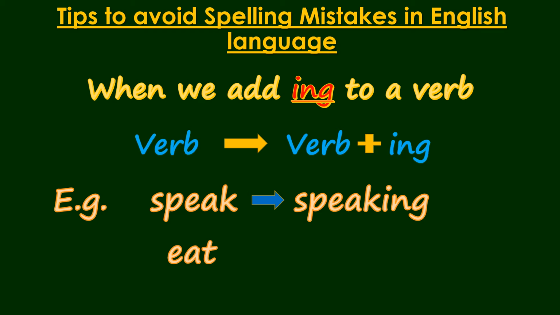Let us take another example. Eat, E-A-T. Just add ing to it and it will change to eating. Yes, that is simple enough. This is the base that we all need to know. But you know what? There are certain rules that you need to follow before you just simply take ing and add it with the verb. Yes, you have to do that ultimately, but there are certain things that you need to keep in mind. So now we are going to discuss those rules.